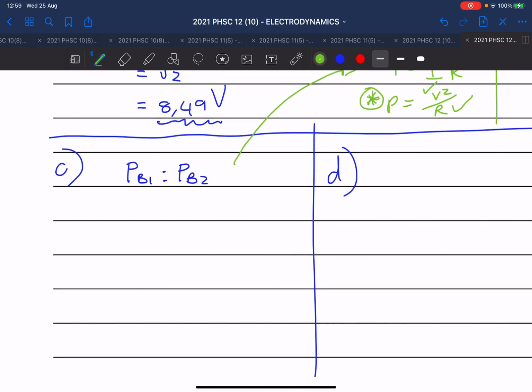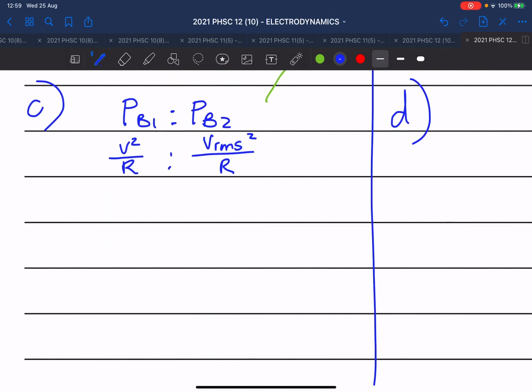So here we have volts squared over R, and here I have volts RMS squared over R. Why? Because B2 is connected to alternating current, so it doesn't have the maximum volts, it has less. Now, because the two resistances are equal to one another, I can just remove them because it's dividing the number by the same thing. So I'm going to take this just as 12 squared, and this as 8.49 squared. Those values we got at the top.